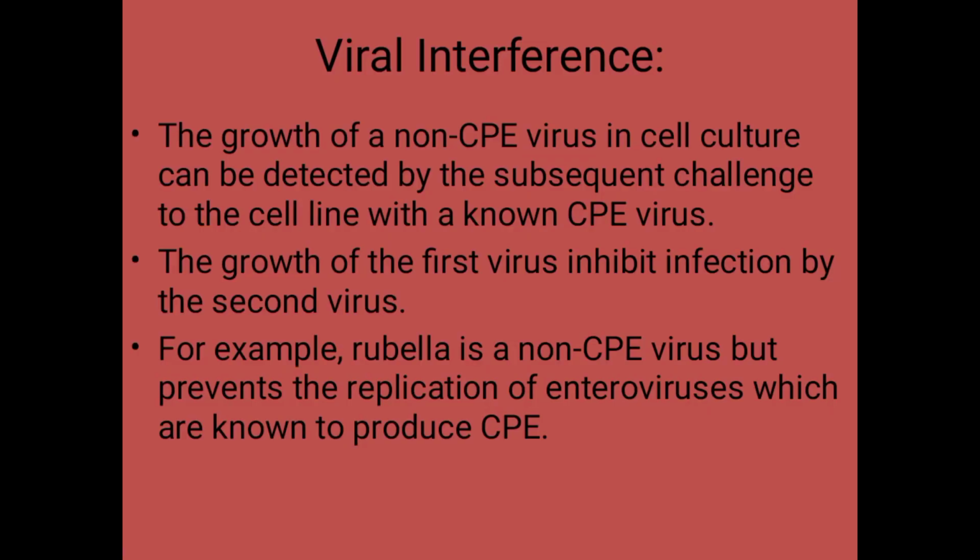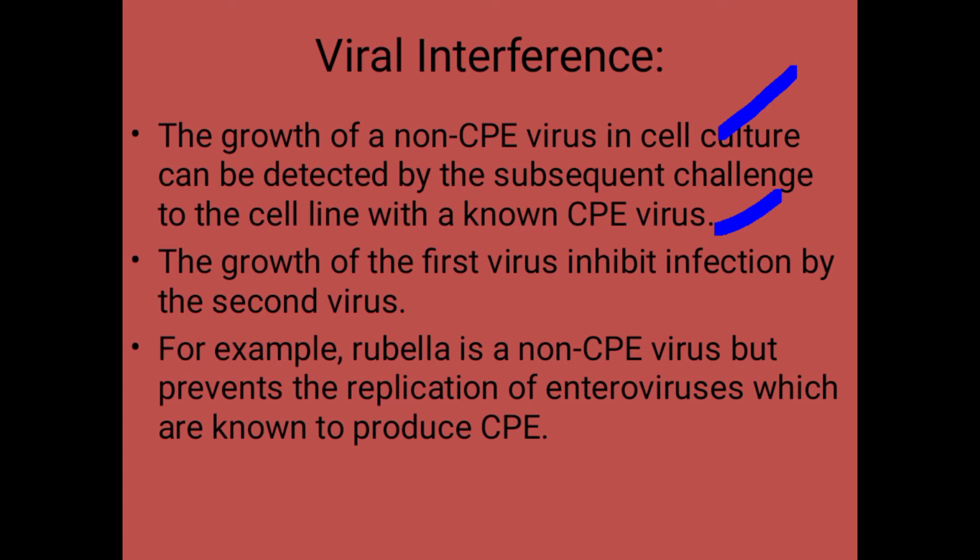Now, what is viral interference? The next topic is viral interference. What does it mean? The growth of a non-cytopathic virus in a cell culture can be detected by subsequent challenge of the cell line with a known cytopathic virus. Suppose a virus does not show cytopathic effect in the cell culture, how can we detect it? We can detect it by challenging the cell line with a cytopathic virus.